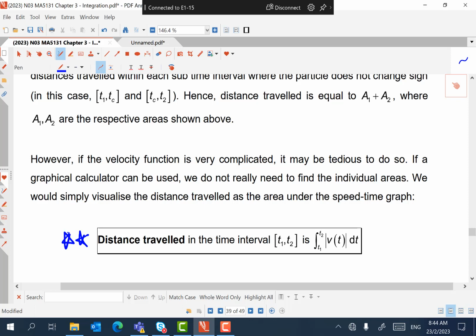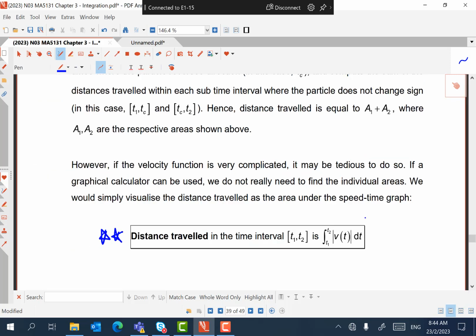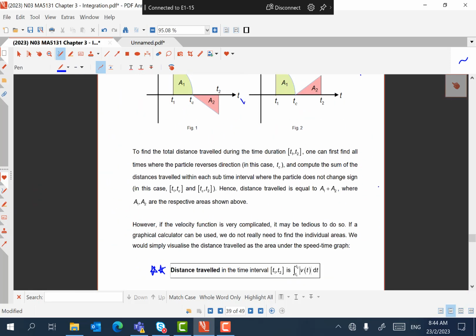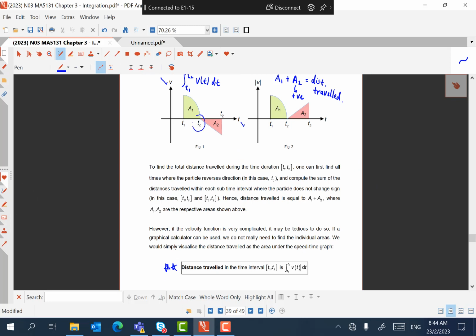If calculator is allowed, you can just find the distance right away like this. Which means, class, I'm trying to highlight to you that you don't really have to find the intermediate point C. If calculator is allowed, you can find the distance right away, because if you know this method, it becomes very easy. If you do not know, you will actually go about finding the value C first, and then start to integrate from T1 to C, and then T2 to C, separately.